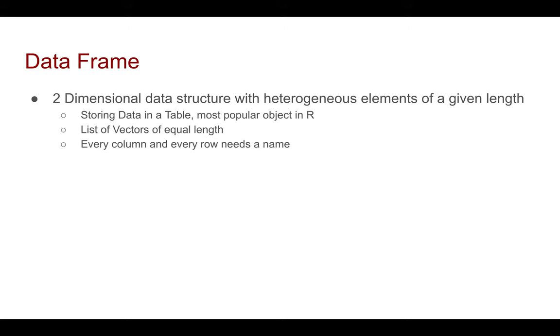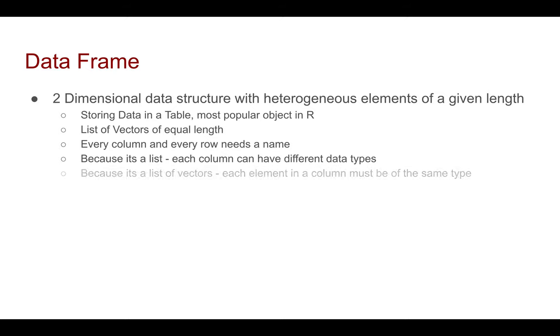Now, every column and every row needs a name, and because it's a list, each column can have different data types. So you can have strings in one column, and integers in the next. But because it's a list of vectors, not a list of lists, it means each element in a column must be the same type. So if we've got a column of strings, you don't want to have an integer in that column. You want to keep them all of the same type.